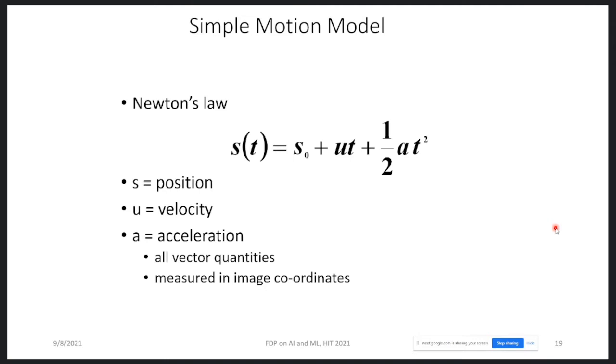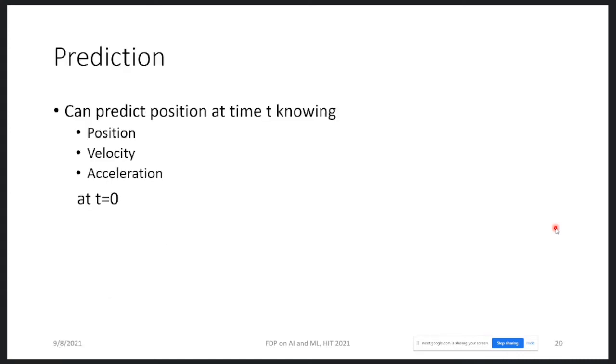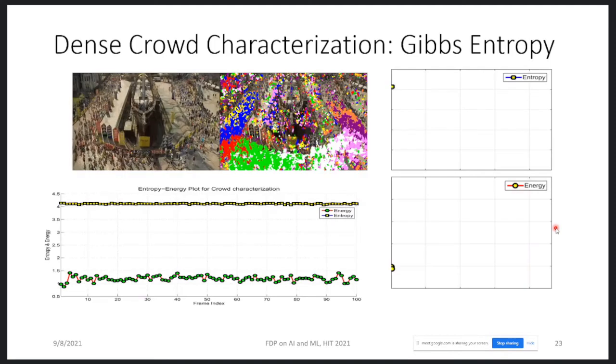A simple motion model can be Newton's law. Like you know that s_t equals s_0 plus u t plus half a t square. And you apply it. If you know the initial position s and the initial velocity u, you will be estimating what the velocity will be at time t, if I know the acceleration. Now, we can predict position at time t, knowing position, velocity, and acceleration at t equals 0.